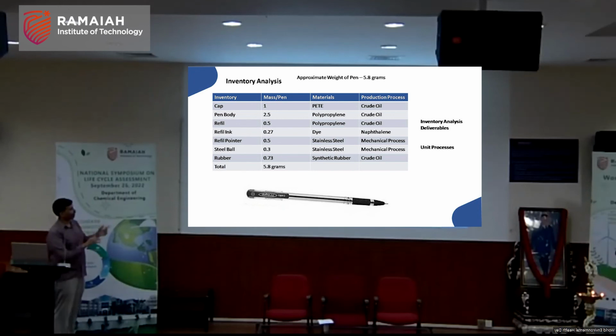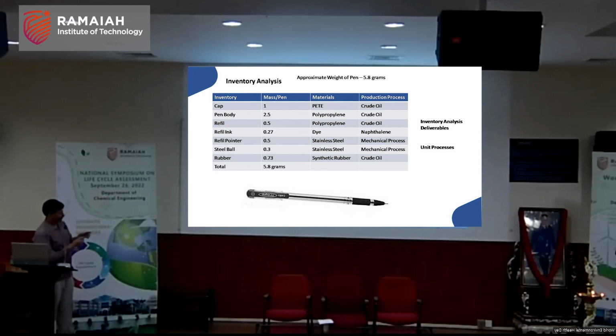From plastic, we can go up to plastic analysis and crude oil analysis, or we can stick with the pen analysis only. Now, the refill pointer is there. That pointer is made up of stainless steel. Again, the steel industry and iron ore are there, we can check. We can go up to iron ore, or we can confine ourselves to just the pen, which has the steel in it. In that pointer we also have the steel ball, because that is what a ballpoint pen is. That also we have to consider.